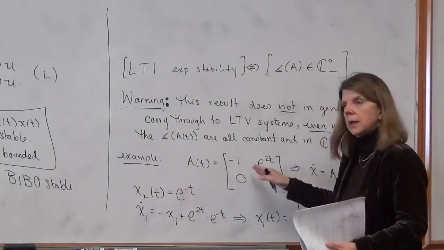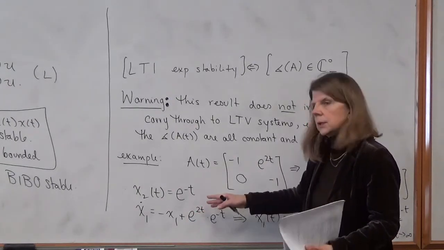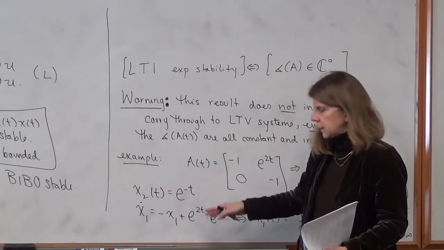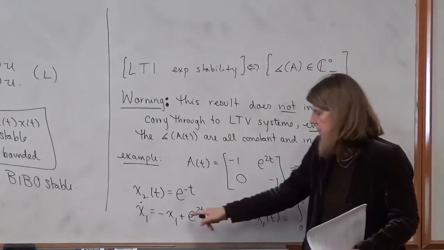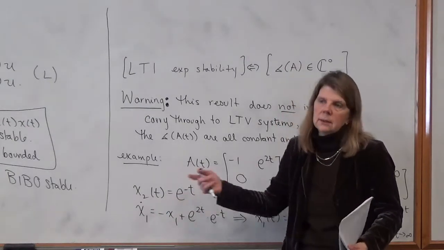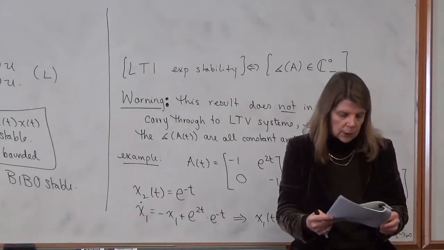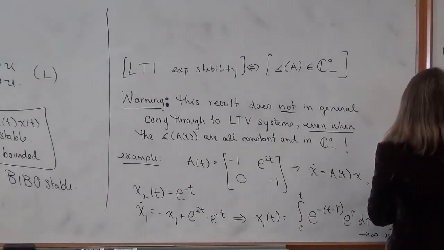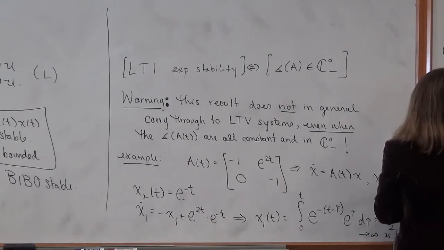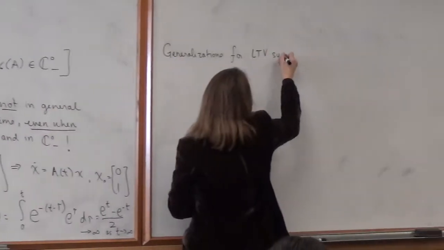So if it's an upper triangular system like this, and this were a polynomial, you'd have to be able to show that it's a bounded input, bounded output. Like what you're putting in, what we're calling the input here, is bounded. Because this part here is exponentially stable, and then yes, you would get a stable system. So there are a couple of cases when the eigenvalues of A of t do allow you to generalize. So I'm just going to call this generalizations for linear time variant systems.